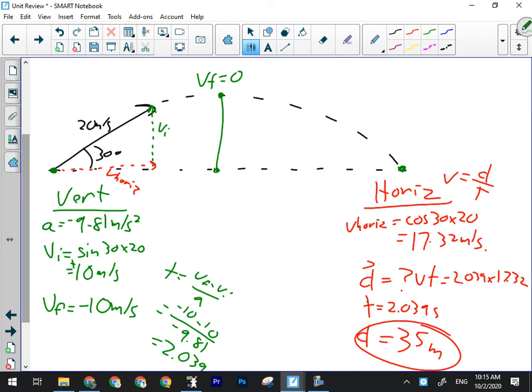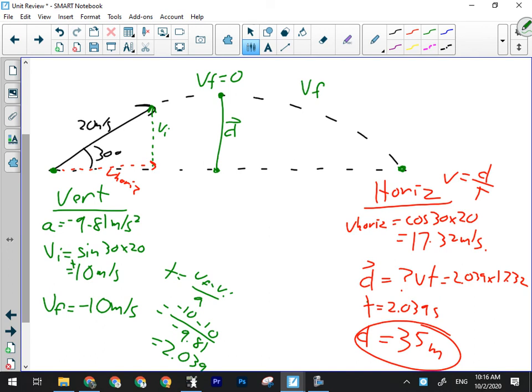Exactly, it's half the time. And that's the mistake people make when they're using time for this calculation: they use 2.039 instead of half that number. This occurs exactly halfway through the trip. All right, so we've got VF equals 0, VI still positive 10, acceleration is still negative 9.81, and I'm looking for a vertical displacement. That's what height is.